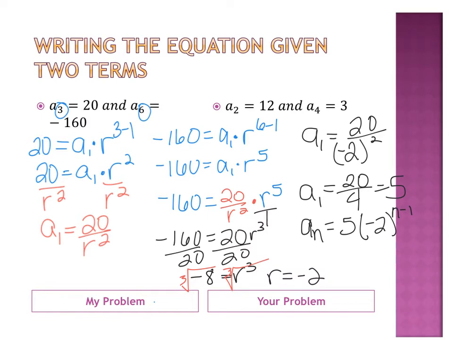Okay. All right, so here's the information for the next problem. A2 is 12. A4 is 3. Try this one by yourself or with your group.